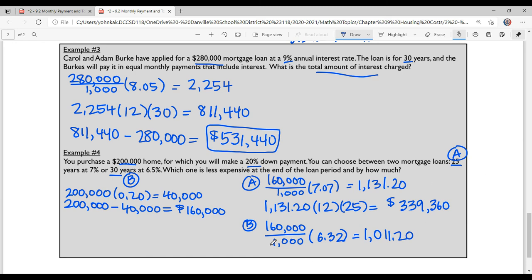To see how much I pay here, take the monthly payment, $1,011.20. I pay it every month, so times 12, and I pay it for 30 years, so times 30. This gives me a total amount repaid of $364,032. So which one is less expensive at the end of the loan period? Looks like option A is less expensive.